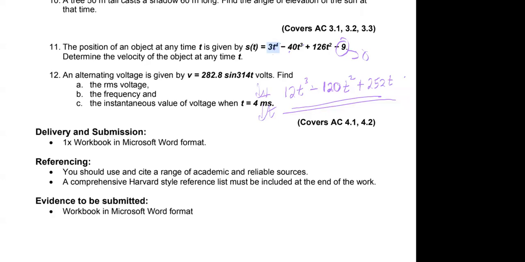So, let me give you one to try. How do you determine the velocity of the object? That's velocity. Position of an object at any time t is given by this. Yeah, 3 times 4 is 12. 40 times 3 is 120, and 126 times 2 is 252.